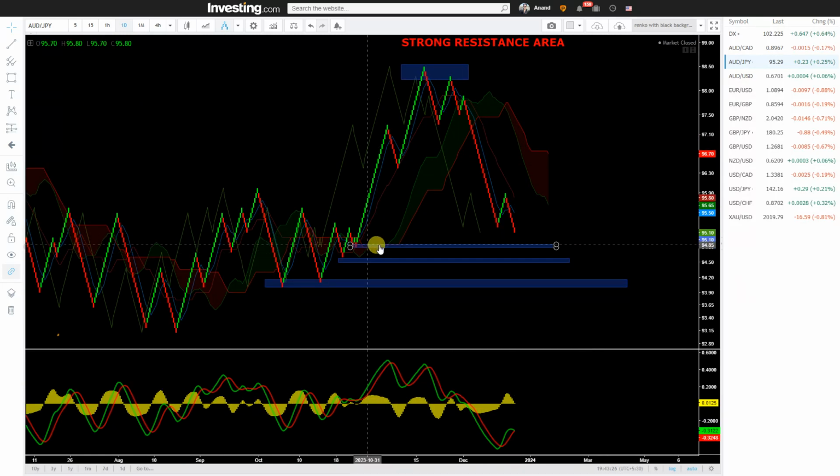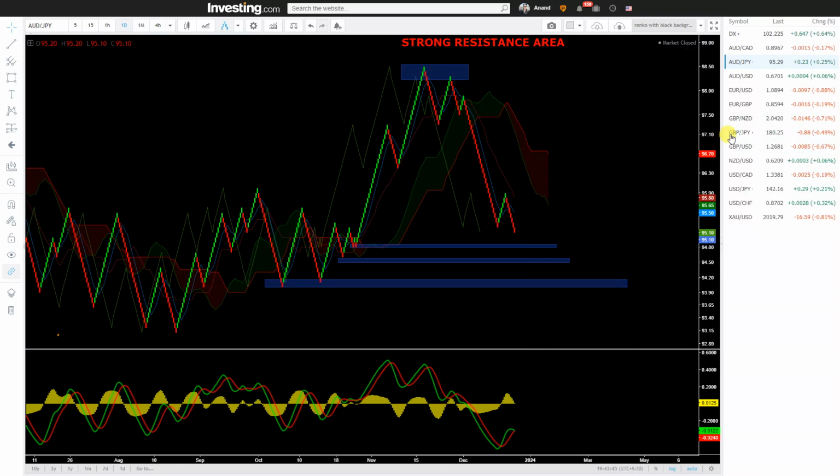I have plotted some resistance and support areas here. You can see 95.10, 94.80, and next 93.90 in the next week, very soon. So this is the target, around 100 pips, so you can plan your trades accordingly.